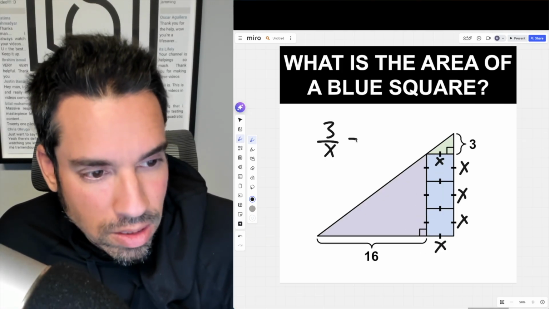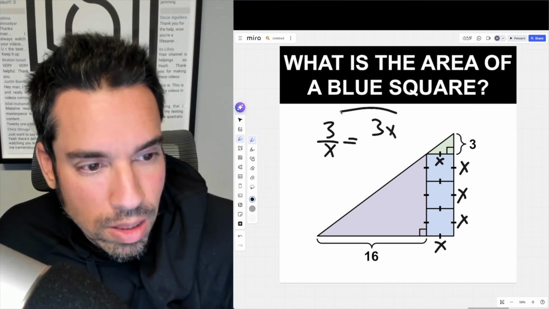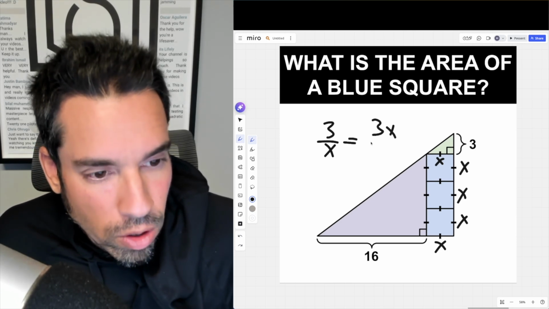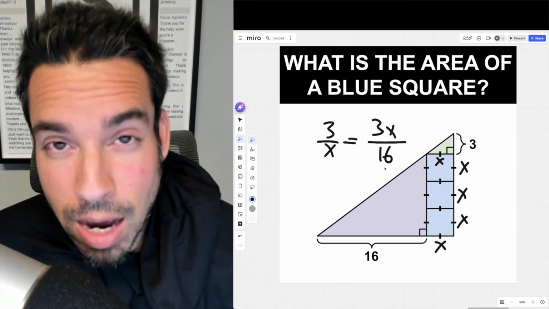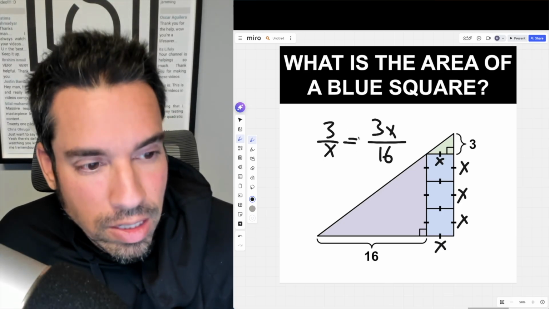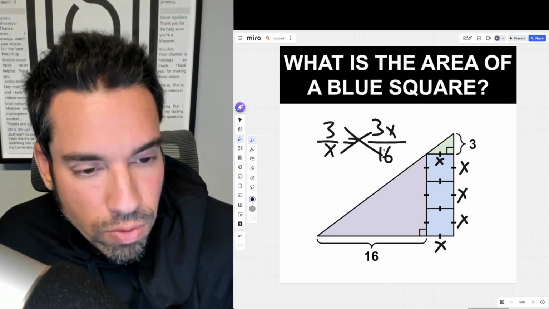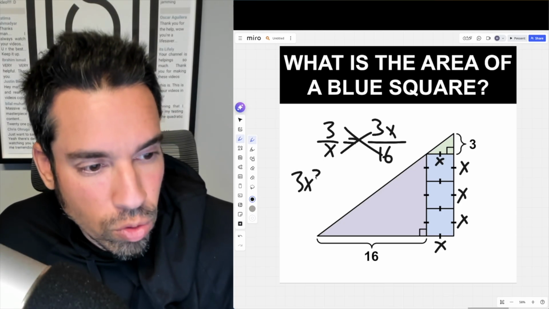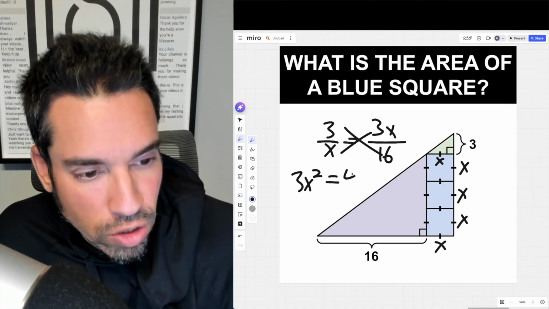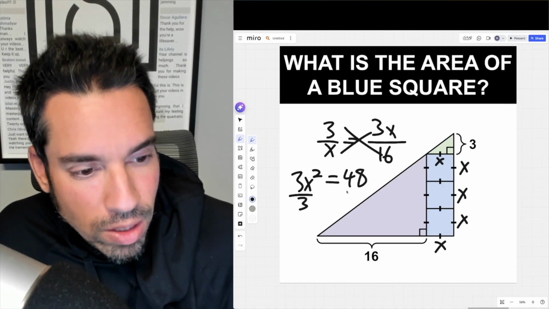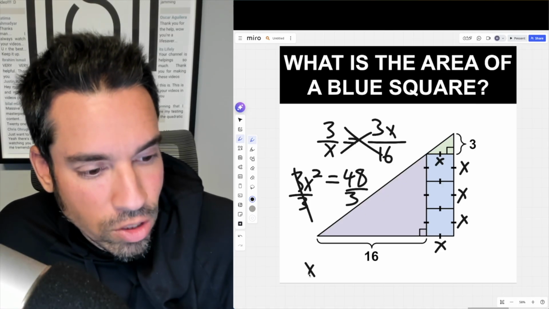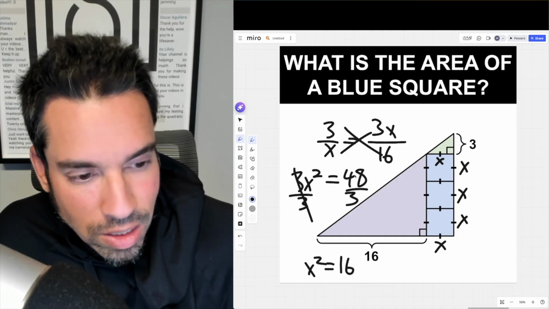We're going to put that on top. We're going to match up the little legs with each other over 16, the big leg. Now we got an equation, we got a proportion. Let's cross multiply and solve for x. Here we got 3x squared is equal to 3 times 16, which is 48. Then we're going to divide by 3, and x squared is equal to 16. That is 48 divided by 3.